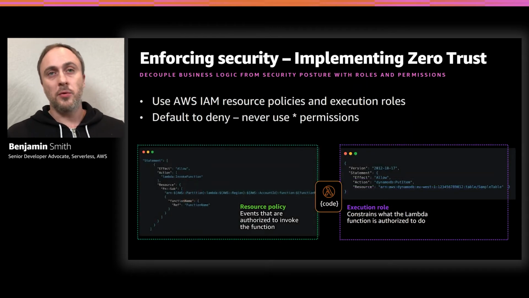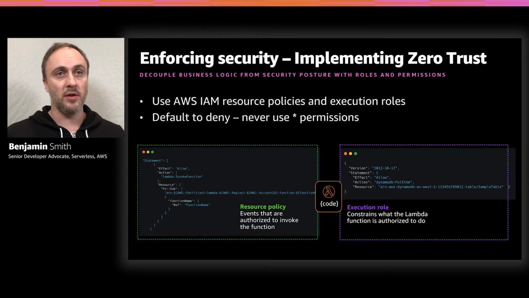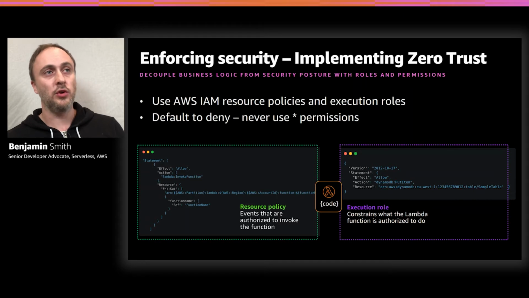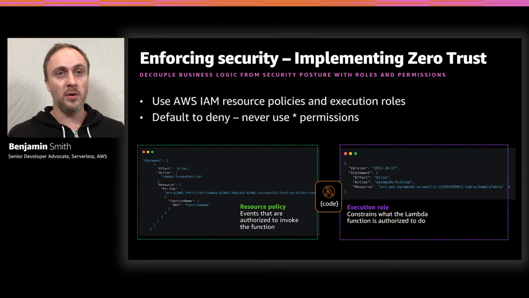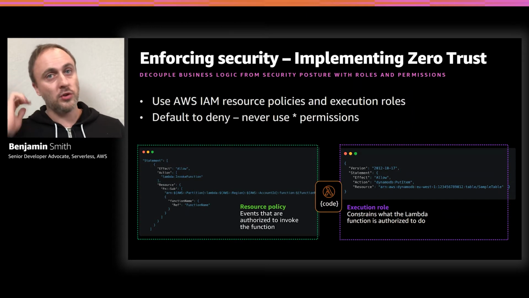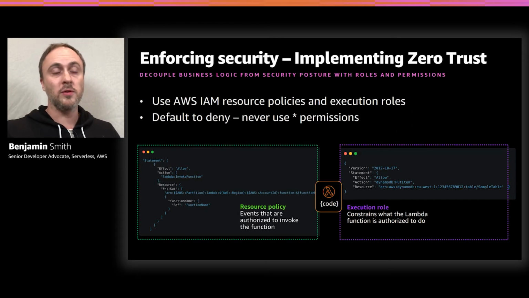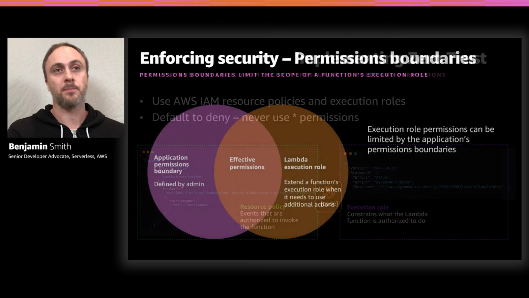In this example, you can see a resource policy which has been applied to a function, which allows API Gateway to invoke that function. Then you can see the execution role, the purple box, which allows the function to perform only a put action on a specific DynamoDB table. By using IAM roles to dictate the function's permissions, I'm able to decouple its security posture from its code and business logic. That helps reduce the complexity of my Lambda function and also makes it much easier to maintain.